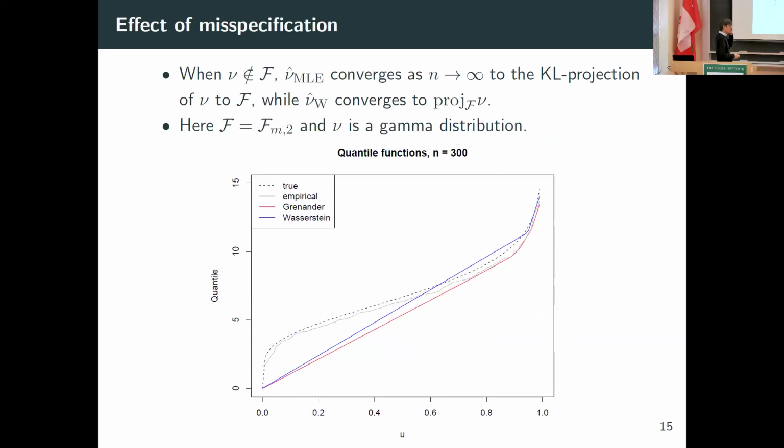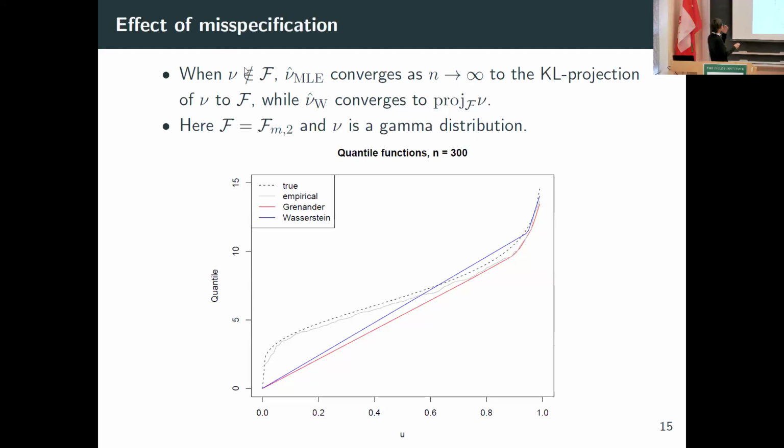Okay, and then I'll end with misspecification and some problems. As I said, if the true distribution does not satisfy the shape constraint, then there are different projections we can consider. In the MLE case, you have the KL projection. In our case, we have the Wasserstein projection.